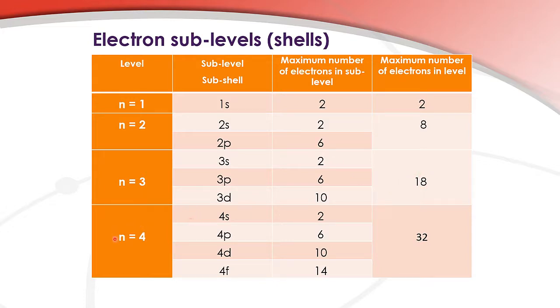And next we have the n equals 4 energy level. We have the 4s sublevel, the 4p sublevel, the 4d sublevel, and the 4f sublevel. So the 4s can hold 2, the 4p 6, the 4d 10, and the 4f 14. So if you add these all together, you get the total number of electrons in the fourth energy level, which is 32.